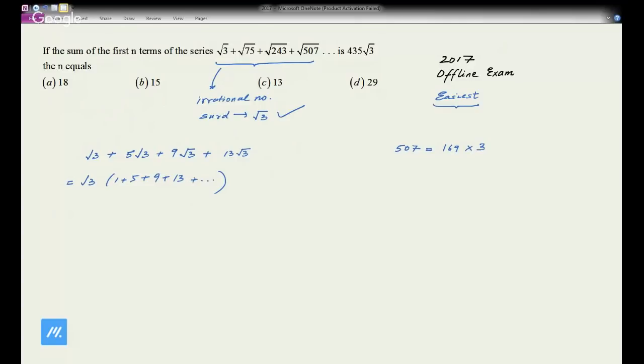Easiest of all, let's not waste our time here. It's only sum of AP. Sum of AP is to be used. That's it. We know the formula, just quickly revise the formula also: n by 2, 2a plus (n minus 1) into d. Let's move forward now.